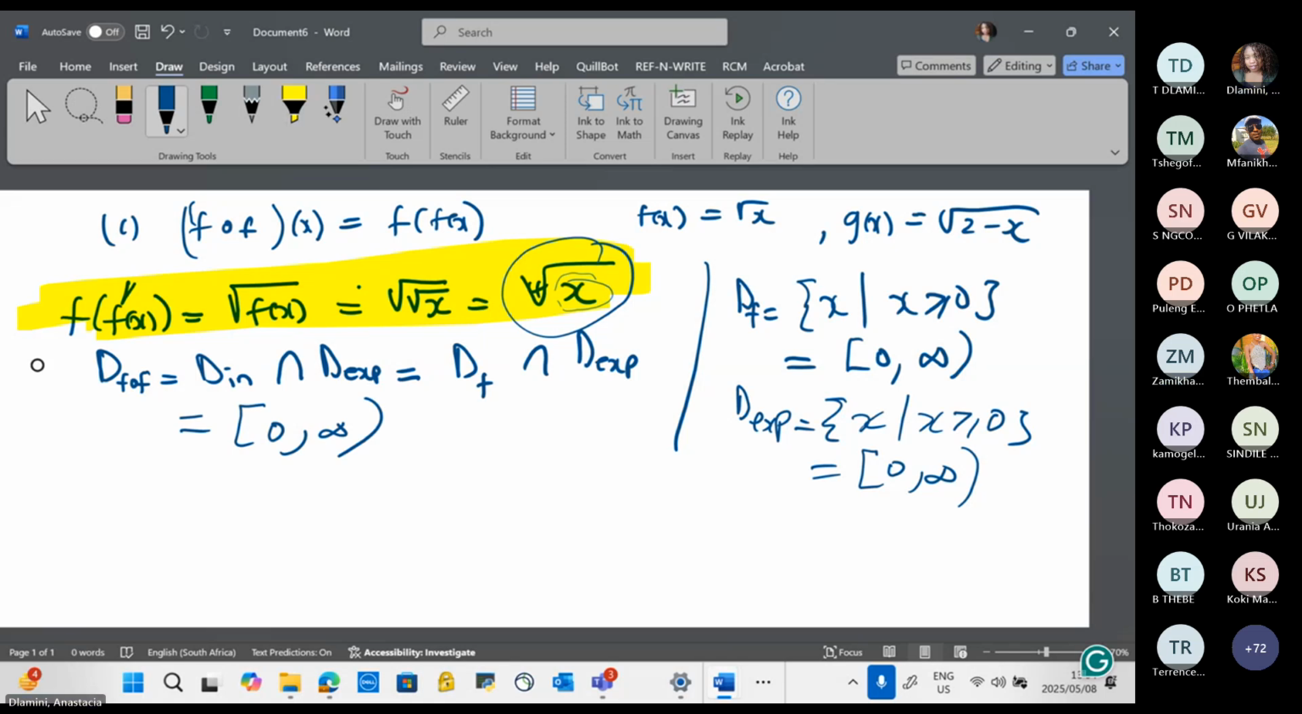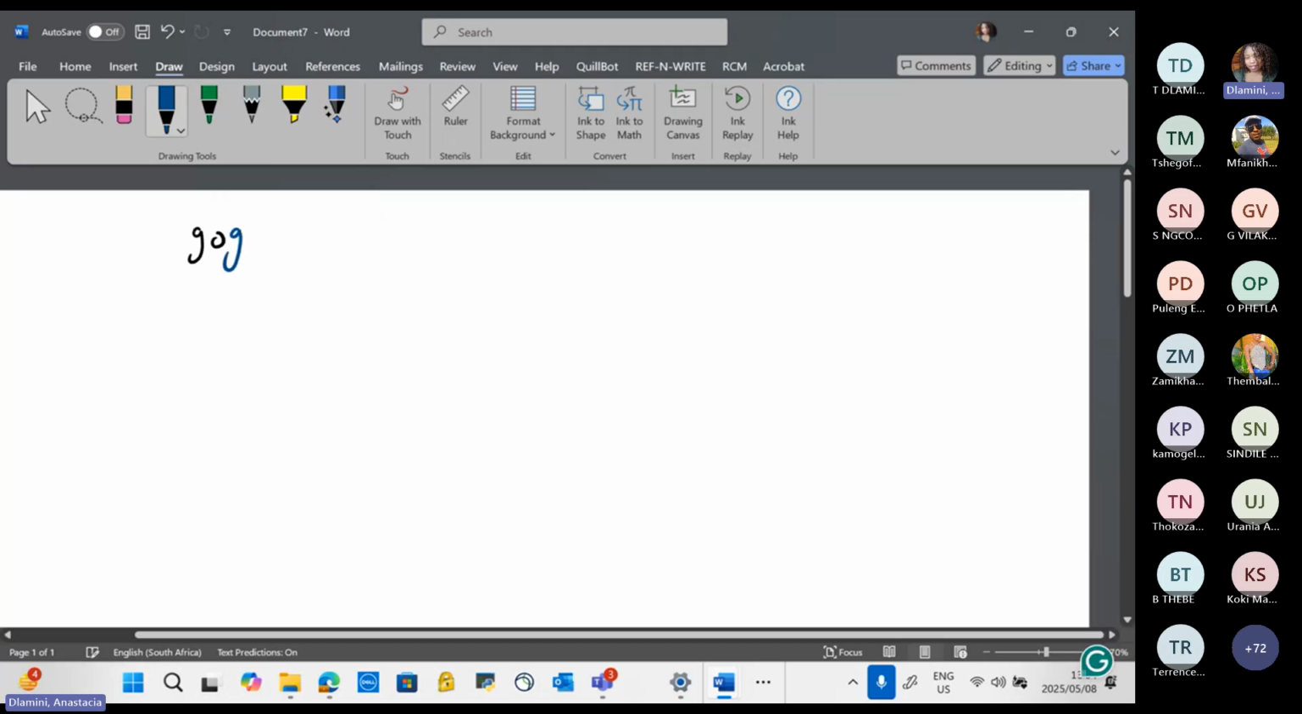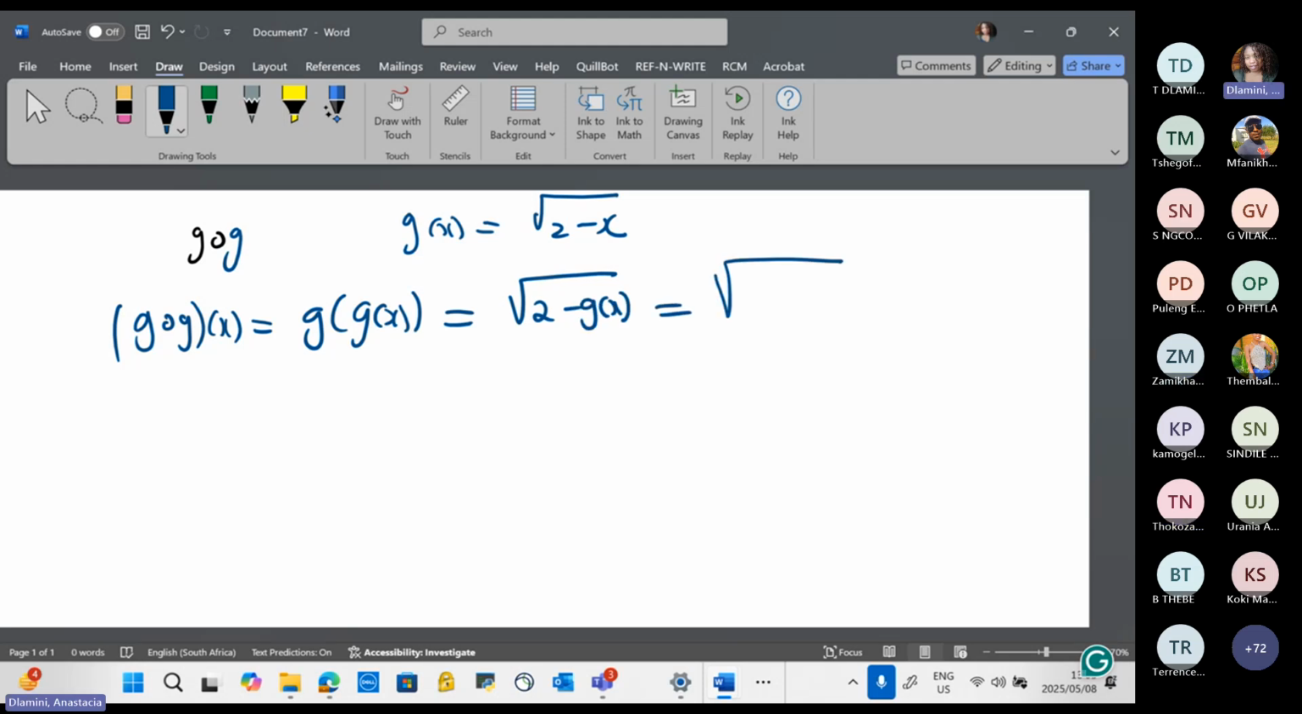One last one. Then we have g of g, and we know g of x is equal to the square root of 2 minus x, and g of g at x is the same as g of x, which is equal to this one. You will do it, not me, because I don't understand it. So it will be the square root of 2 minus g of x, which is equal to the square root of 2 minus the square root of 2 minus x.